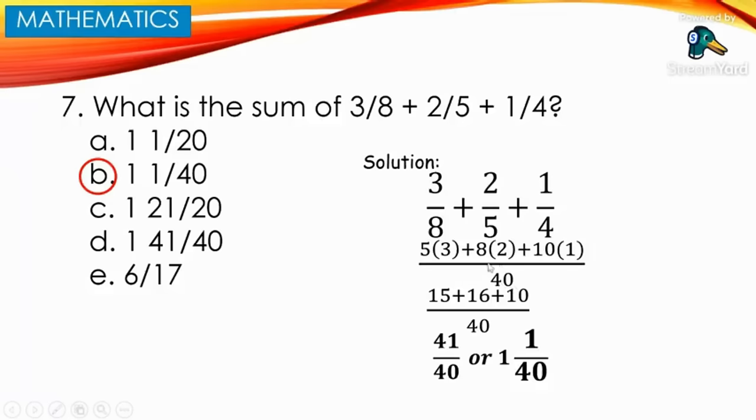So 40 divided by 8 is 5, times our numerator, which is 3. The same, 40 divided by 5 is 8, times the numerator 2. Next, 40 divided by 4 is 10, times 1. Then find the products: 5 times 3 is 15, 8 times 2 is 16, 10 times 1 is 10. Then add them up: 15 plus 16 plus 10 is 41, over our denominator 40. This is an improper fraction. This could be written as a mixed number: 41 divided by 40, merong isa, that's 1, and sobra natin is yung 1. So we write it as 1 and 1 over 40.